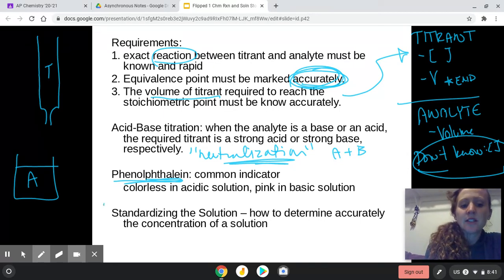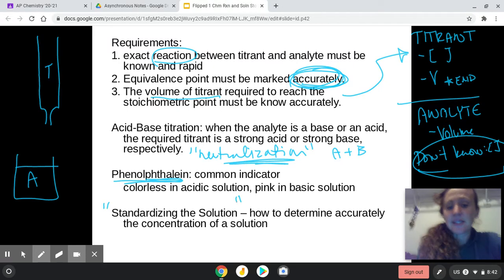And then if you hear this term, standardizing the solution, you know that what you're trying to do is accurately determine the concentration. So you could say, I'm doing a titration to figure out the concentration of the solution, or you could say, I'm standardizing the solution. Both of those things mean the same thing.